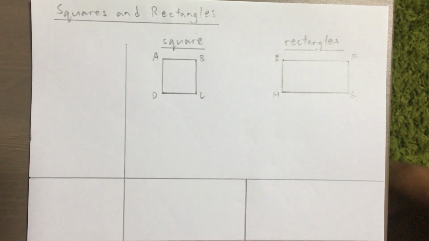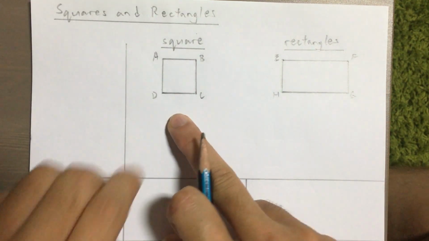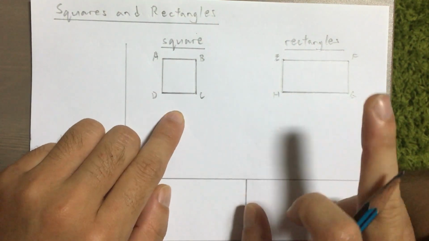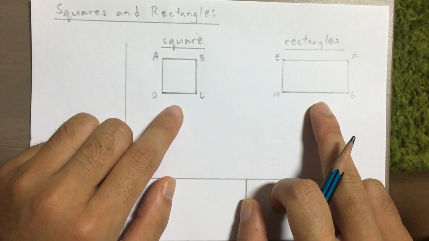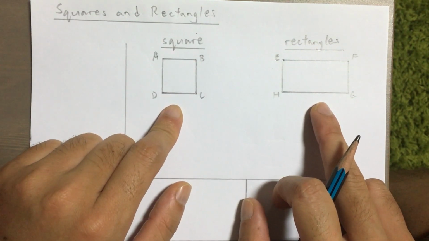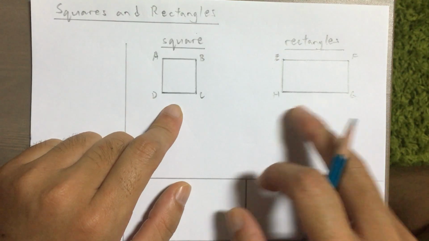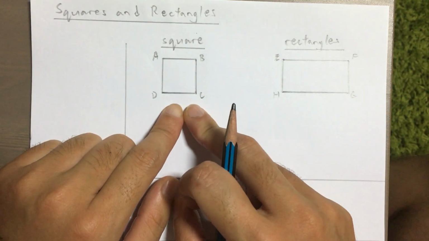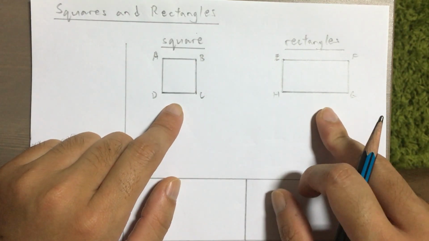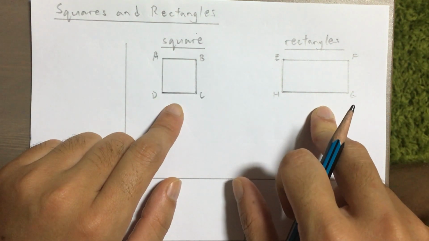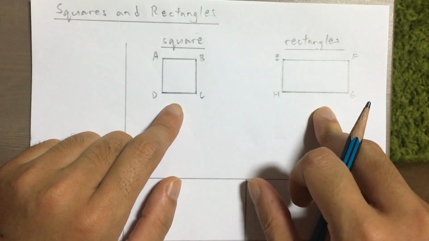Alright, now let's start on squares and rectangles. Over here you see two figures again, a square and a rectangle. I'm sure you know that this is a square, and this is a rectangle. This is what you learned in lower primary. You see this shape, you recognize it as a square. You see this shape, you recognize it as a rectangle. But there's more to that than just by looking.